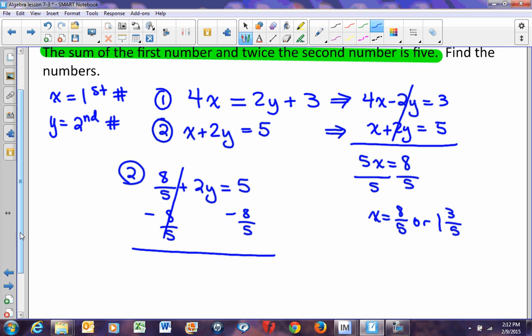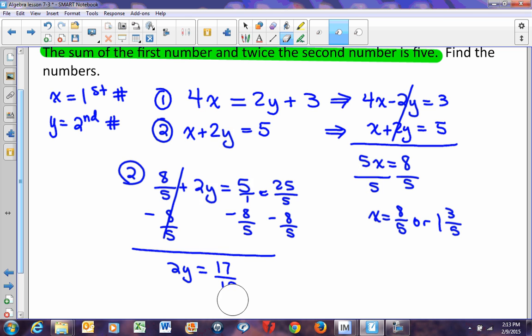These cancel out, giving me 2y equals, well, 5 is 5 over 1. I need to get a common denominator here, which is 5. So this is going to equal 25/5 minus 8/5. So that's going to give me 17/5. 25 minus 8 is 17. So I have 17/5. But that gives me 2y.